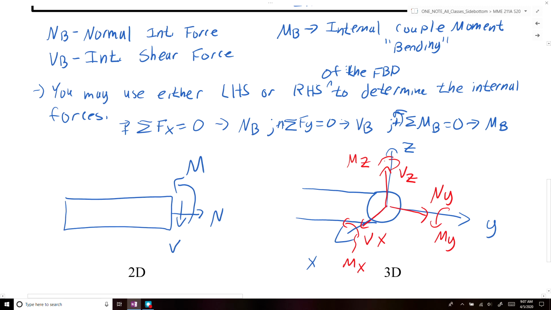Alright, so sometimes the moment about the y-axis is along the length of a beam or a structure. Sometimes that's labeled as the torque that's going along the structure, but the torque and the moment about the y-axis are the same. I guess the main thing to keep in mind is that if you have a 3D problem, you need to include all 6 internal forces, not just the 3 that we've drawn in 2 dimensions.